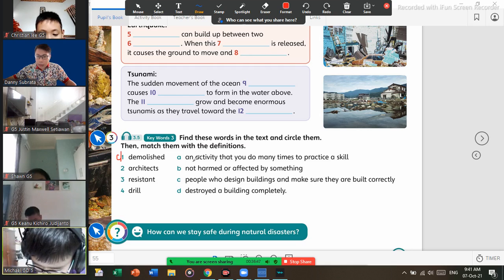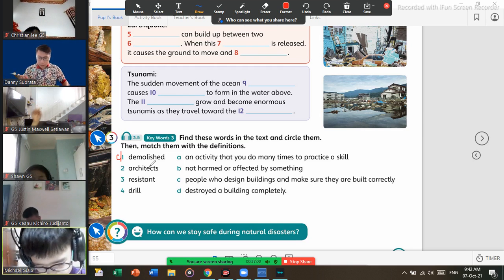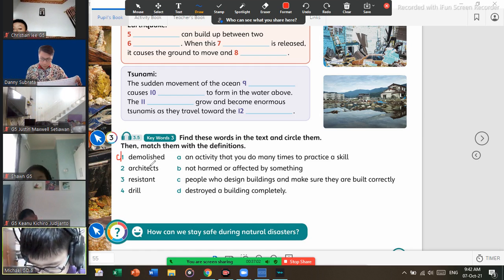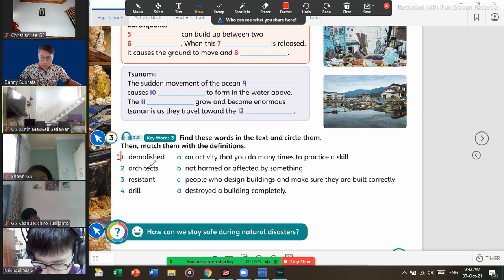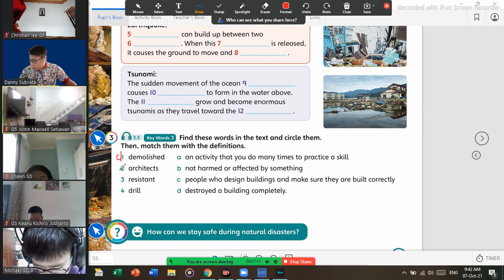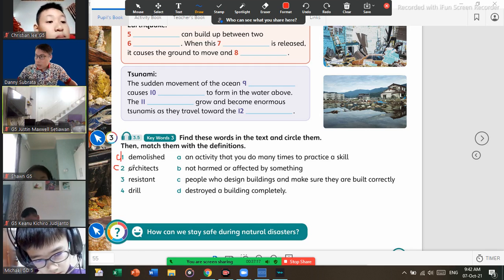And then architects. What do you think? Architects, C. Let's see. Architects are people who design buildings and make sure they are built correctly. Yes, that's correct.